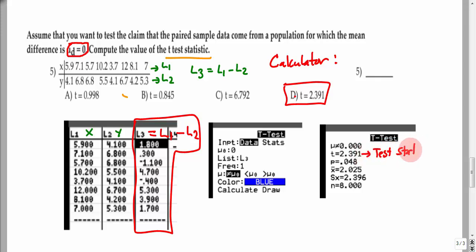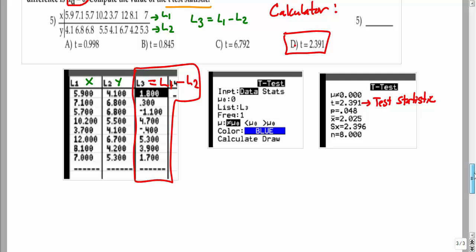Now if you had reversed these, and instead of taking L1 minus L2, you did L2 minus L1, your test statistic would have been negative 2.391. But you can see that they're related here. So if you get them backwards, you can either redo the formula to come up with the correct test statistic, or just switch the order because you know exactly what's going on there. So you just took your difference, L2 minus L1 instead of L1 minus L2. Okay, let's go and look at number 6.